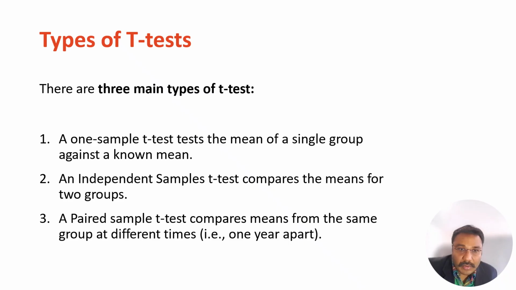So let's do the types of t-test. There are three main types of t-test. One sample t-test compares one group to a known value, the independent sample t-test compares two different groups, and the paired t-test compares the same group across two time periods. These tools help evaluate training impact, resource performance, or before and after project outcomes.